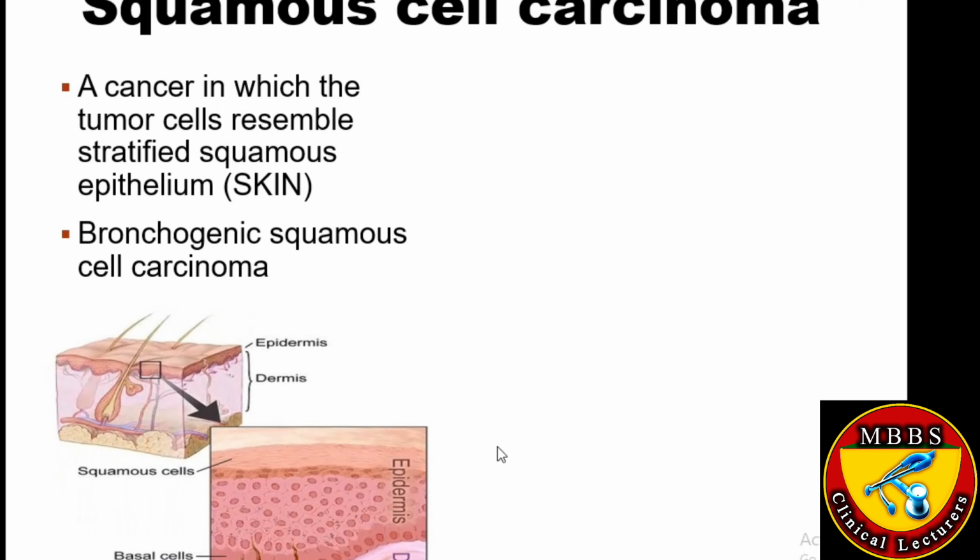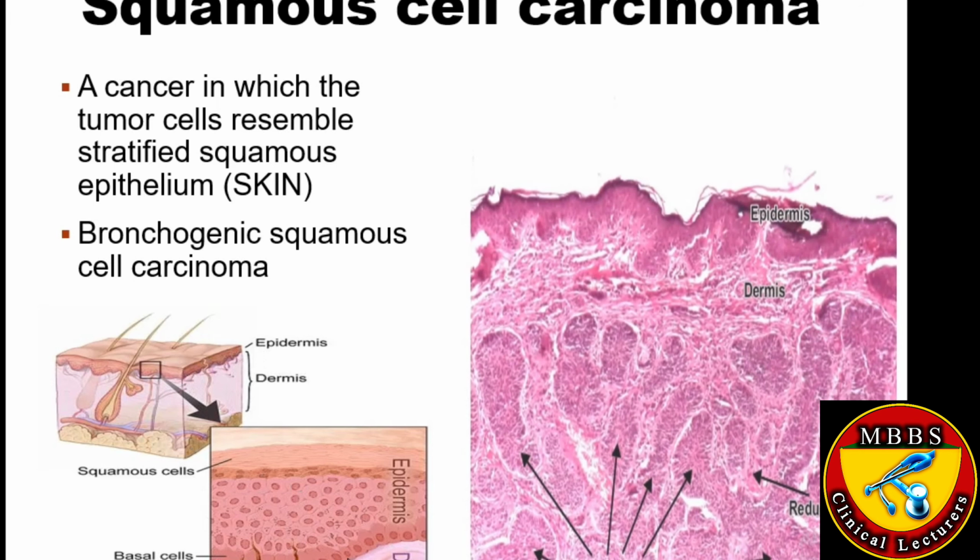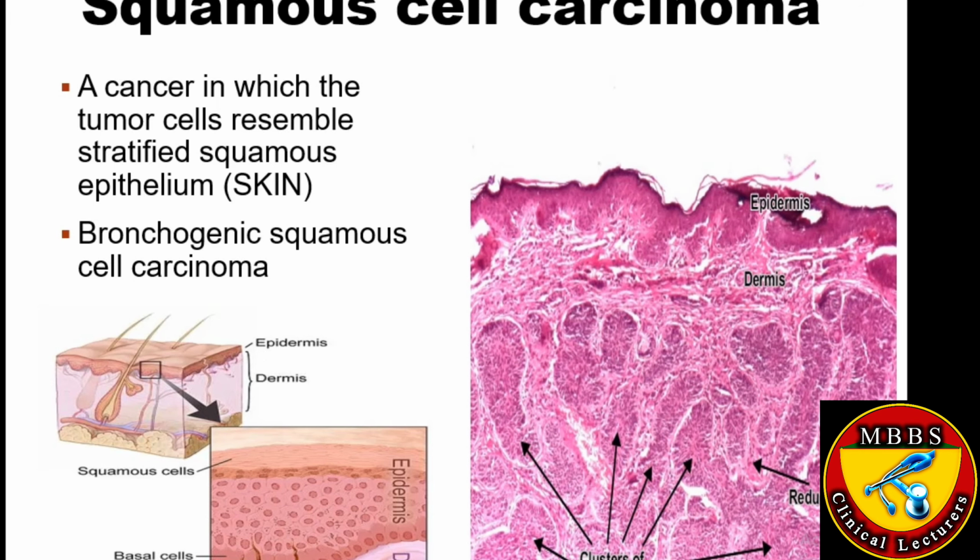So you see that this is basically the architecture of the stratified squamous epithelium taken from the epidermis. And this is the basement membrane. The basement membrane lies here, and this is the top, the superficial layer. So if the tumor arises from this region and invades the basement membrane, goes from epidermis into the dermis, then it is squamous cell carcinoma.